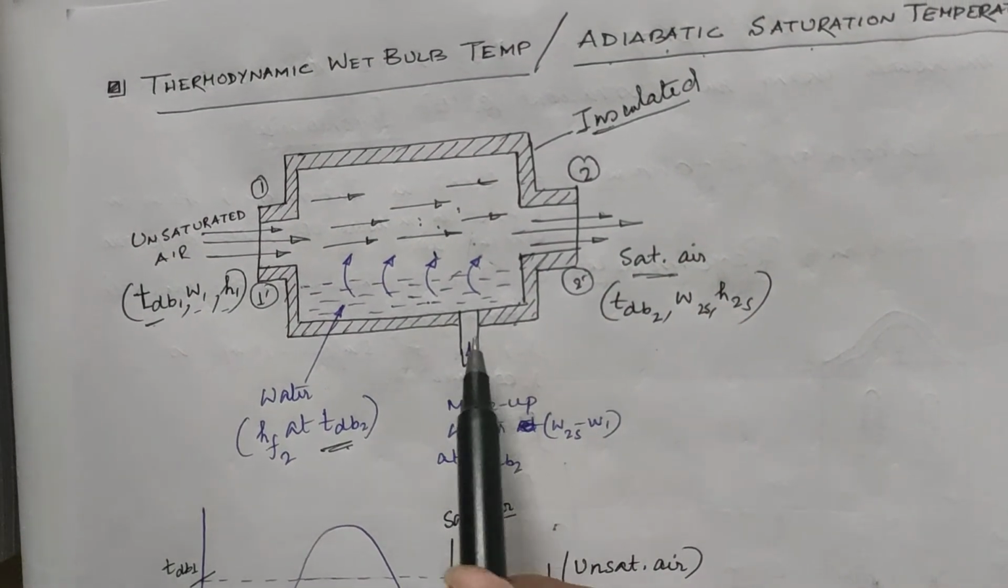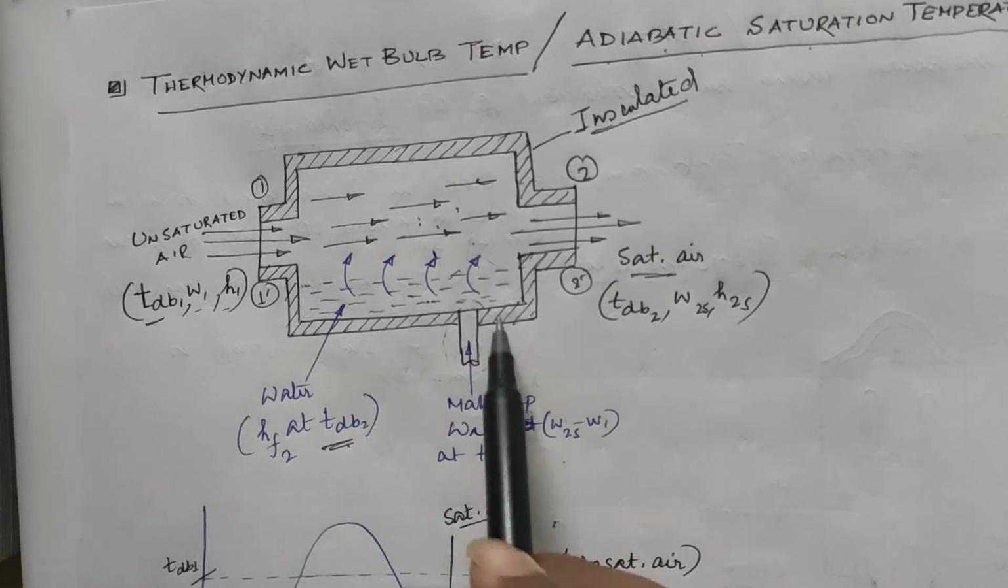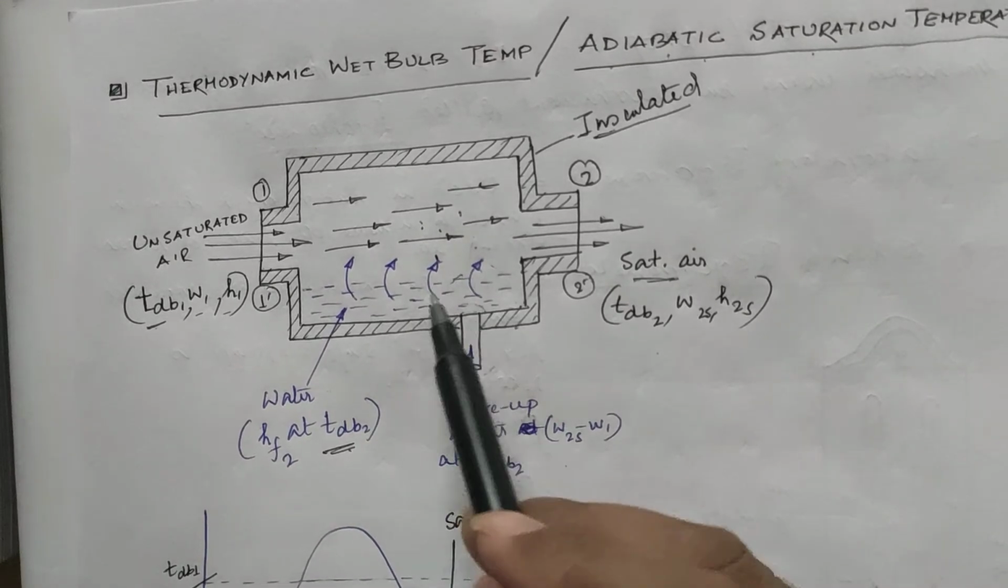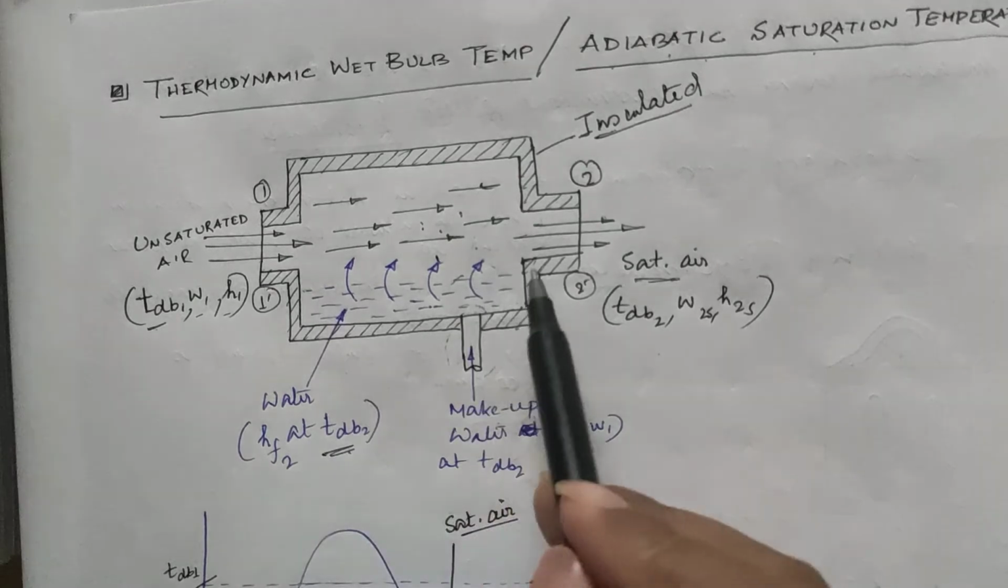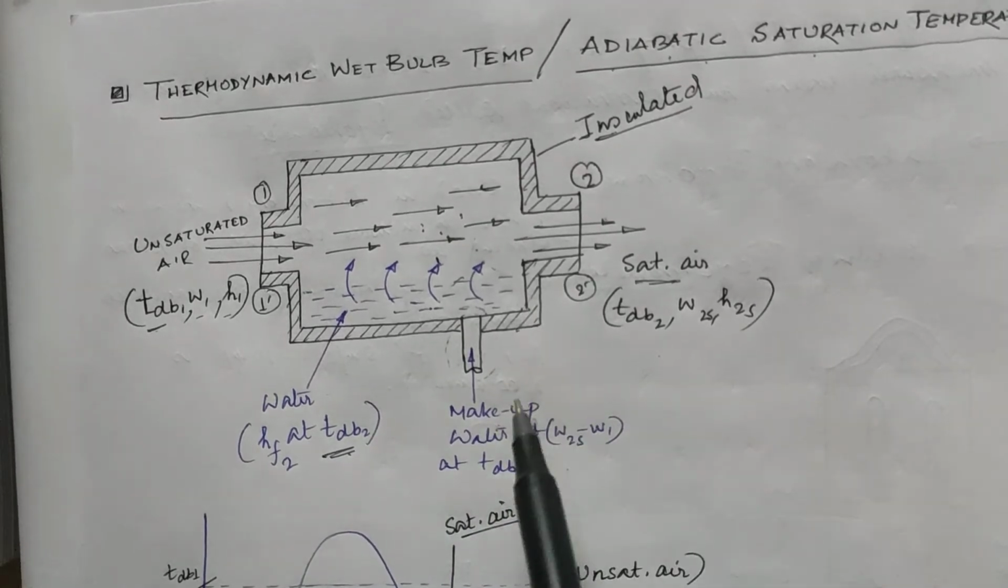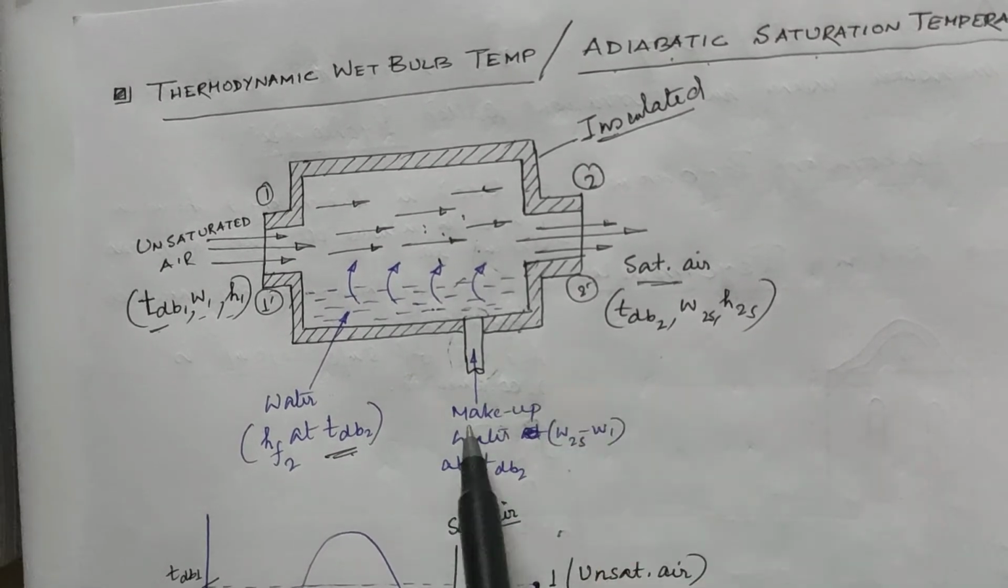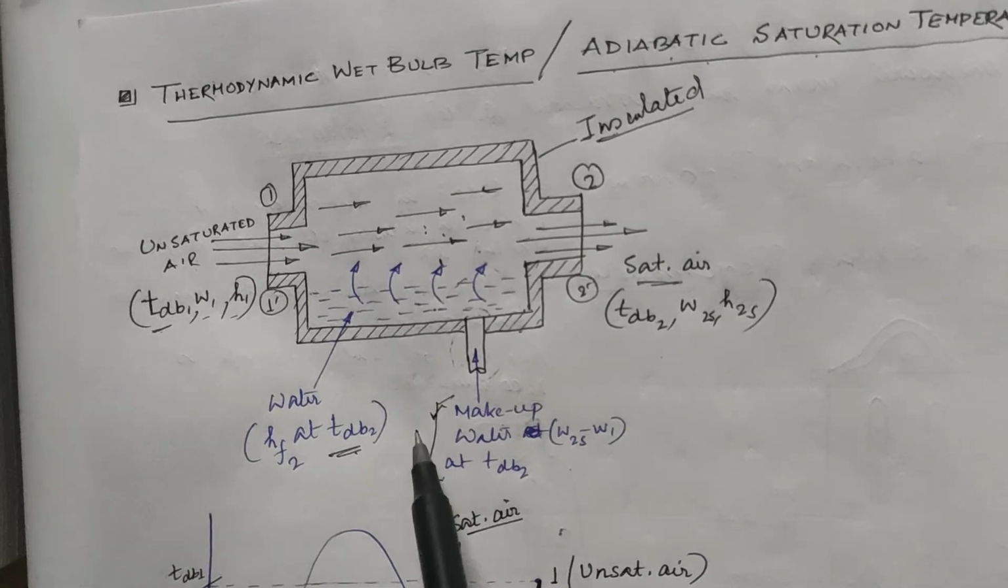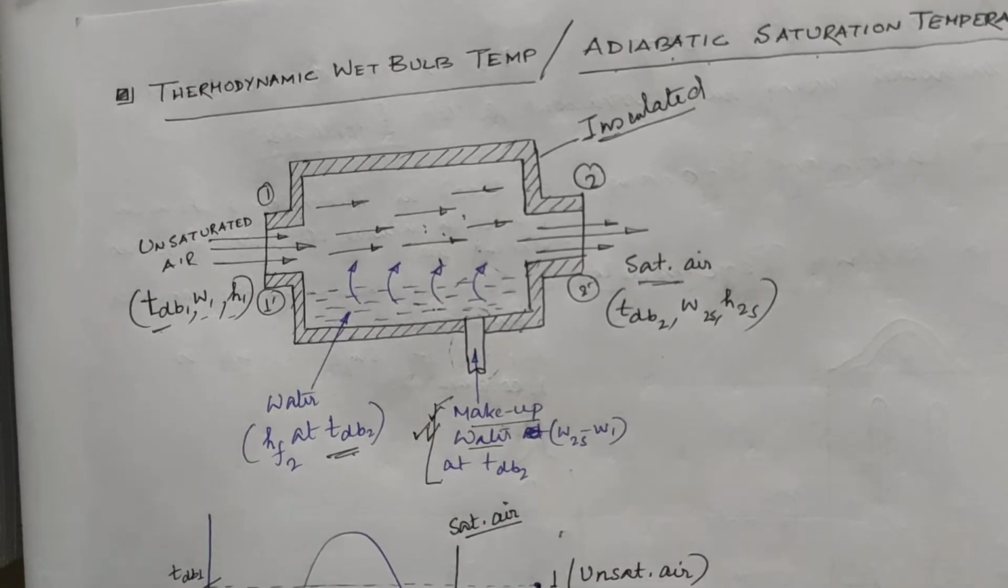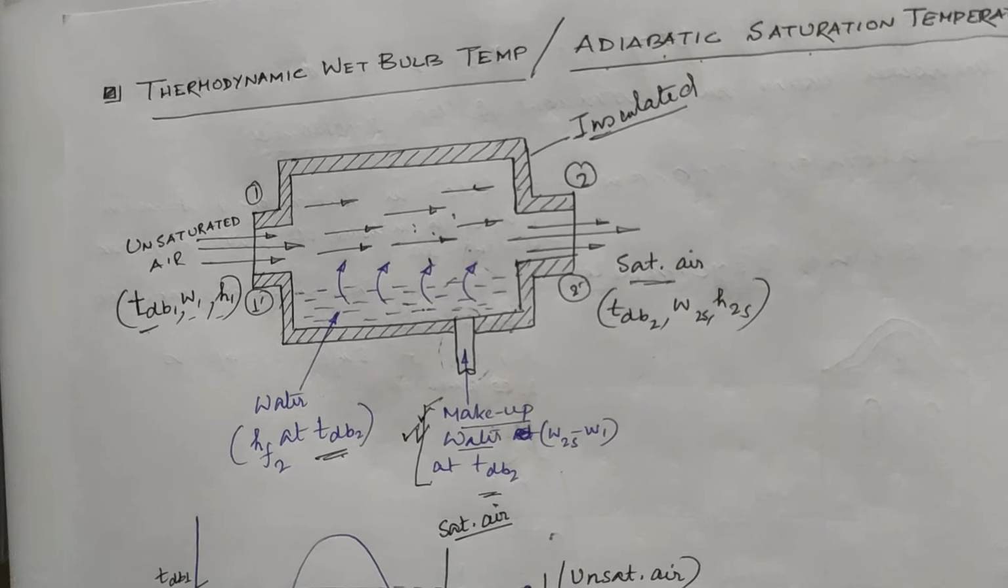Now in this setup, one extra port is there. If this continuous evaporation process takes place, then the amount of water will decrease. To supply more and more water, this port is used for makeup water, which is at temperature TdB2.